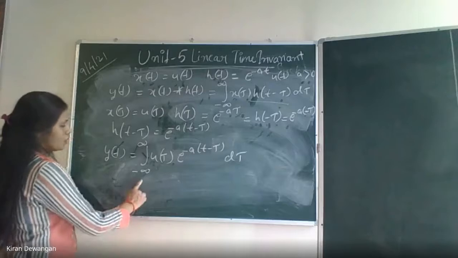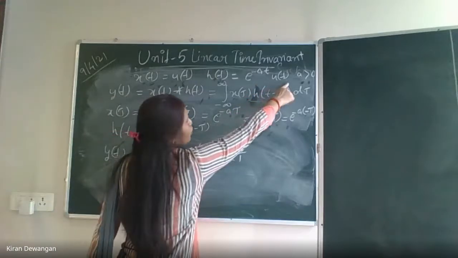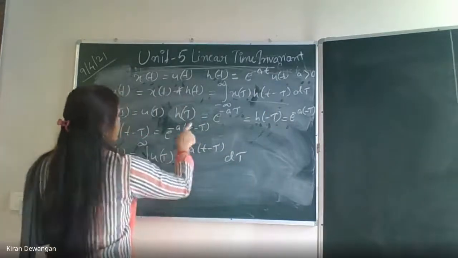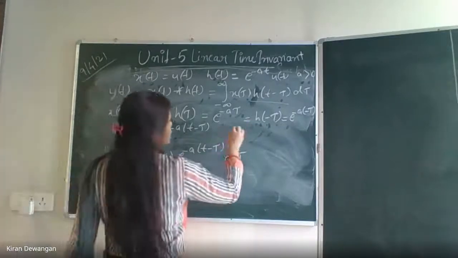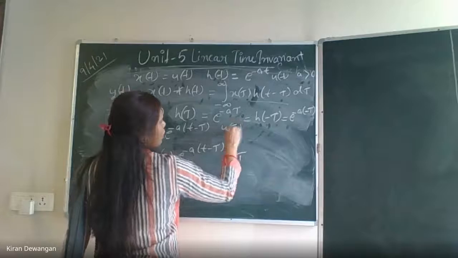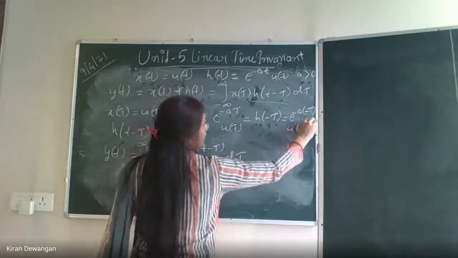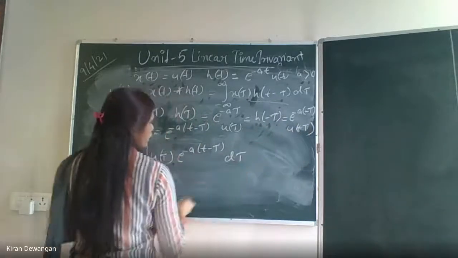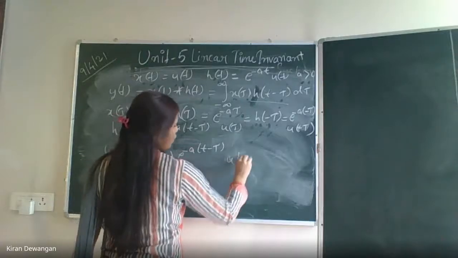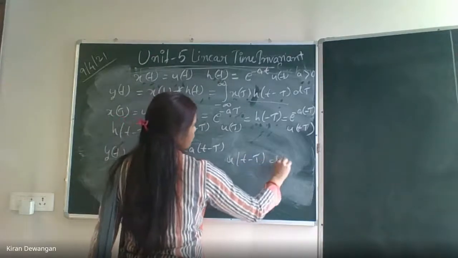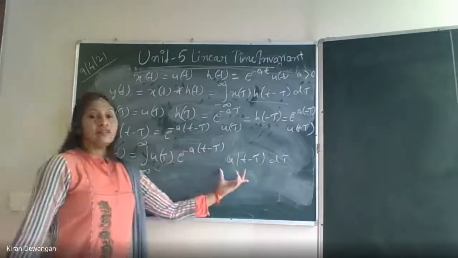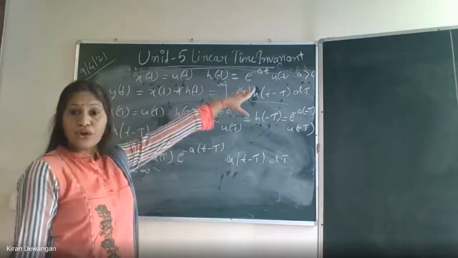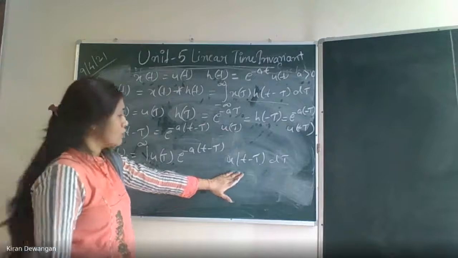Now in this one we have a term u of t also. I just forgot this u of t. h of t also has u of t in it. So this will be u of tau, and here it is u of minus tau, which becomes u of t minus tau. We will have u of t minus tau d tau, because we have u of t as well in h of t. So this will also be there.